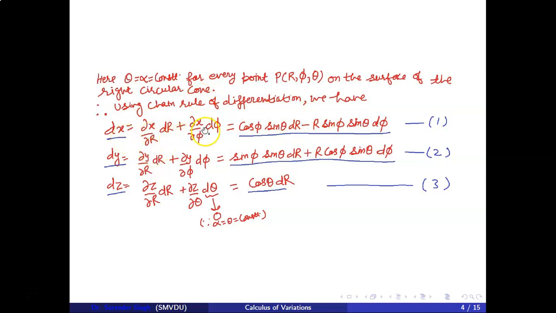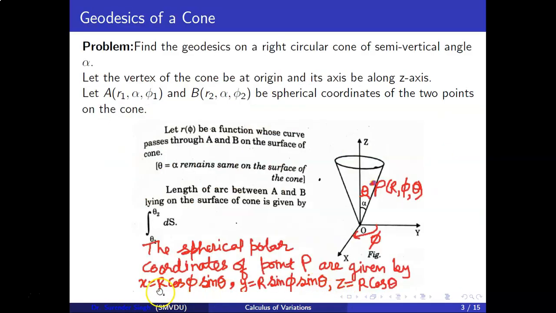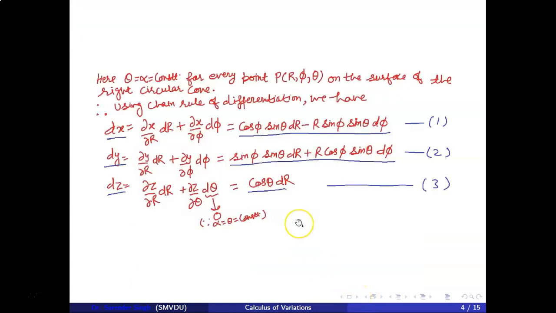Now using the chain rule of differentiation, we can write dx equal to curly x by curly r dr plus curly x over curly phi d phi. Now you calculate curly x by curly r and curly x over curly phi from here. So in this way, from this part you can calculate the value of dx. By using the chain rule, you can calculate the values of dy and dz similarly, and consequently you get the values of dx, dy and dz. Dx is this, dy is this, and dz is this, equation 3.